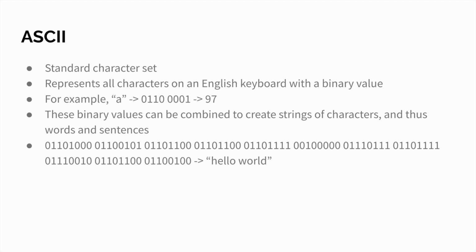It represents all the characters on an English keyboard with binary values. It encodes them in binary values. For example, lowercase a is 0110 0001, which is 97 in decimal. And these binary values can be combined to create strings of characters and thus words and sentences. For example, here I've got hello world represented in binary in ASCII. So you can see each of these bytes here of 8 bits represents a single character in this hello world string.